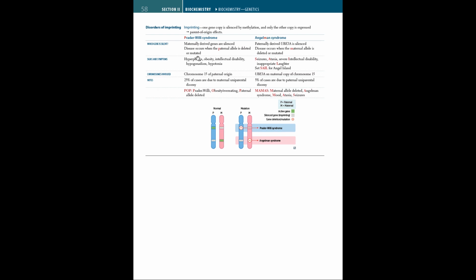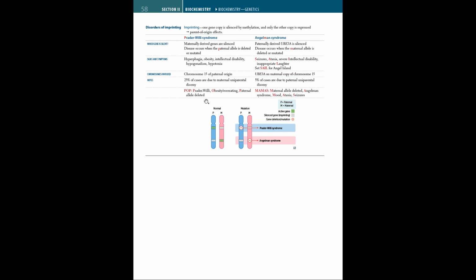The signs and symptoms of Prader-Willi syndrome include hyperphagia, obesity, intellectual disability, hypogonadism, and hypotonia. The chromosome involved is chromosome 15 of paternal origin, and 25% of cases are due to maternal uniparental disomy. A way to remember this is POP: P for Prader-Willi, O for obesity and overeating, and P for paternal allele deleted. Then we have Angelman syndrome.